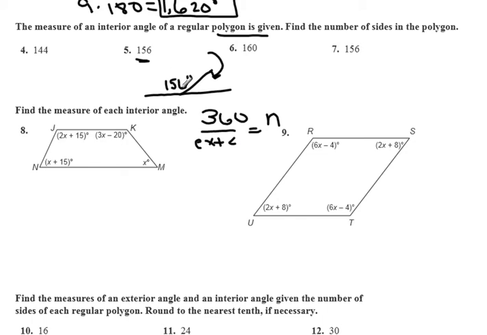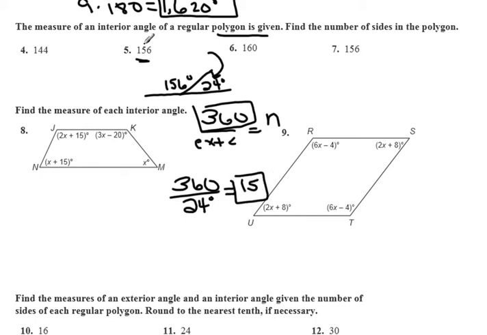So first I subtract 156 from 180, and I get 24. That represents the exterior angle. Then we know all of the exterior angles have a sum of 360 degrees. If all of the exterior angles have a sum of 360 degrees, and one of them is 24 degrees, that's going to give us the number of sides. So 360 divided by 24 is 15, which represents the number of sides of this polygon.